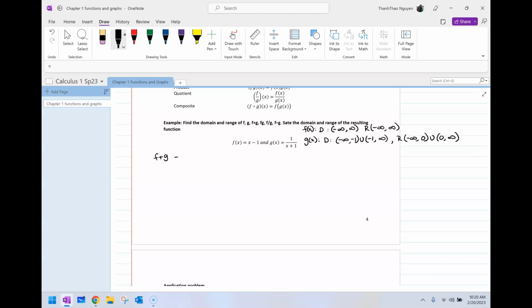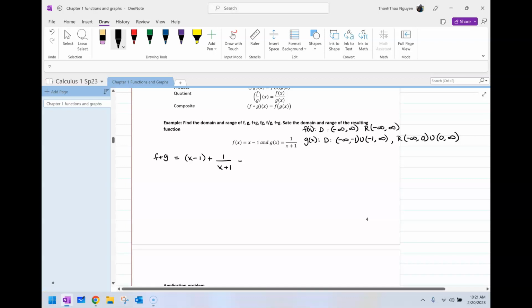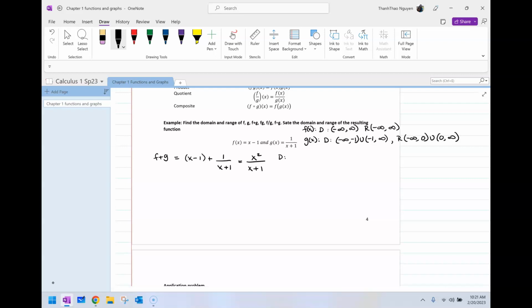f plus g is equal to x minus 1 plus 1 over x plus 1. You can go ahead and perform this operation and you should get x squared divided by x plus 1. The domain of this function is from negative infinity to negative 1 union with negative 1 to infinity. The range here is from negative infinity to 0 union with 0 to infinity.